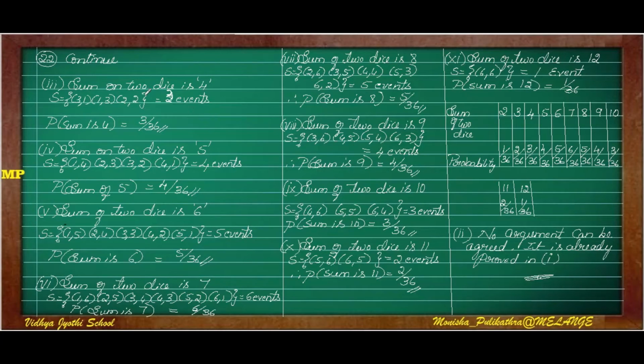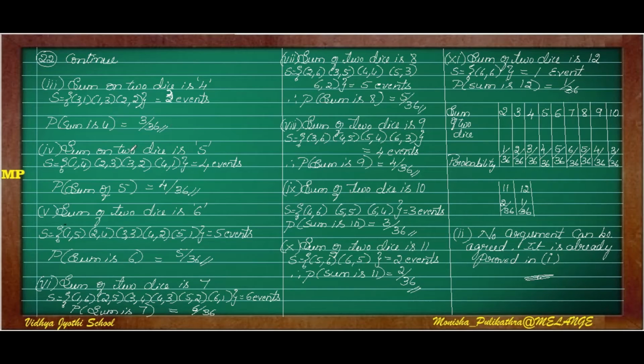Let us continue with question number 22. Next is the sum of 2 dice which gives 4 as the sum. Okay, 3 plus 1, 1 plus 3 and 2 plus 2. All of these give you a sum of 4, and there are 3 events. Therefore, the probability of sum 4 is 3 by 36. So 3 is the number of events and the total number of events is 36.